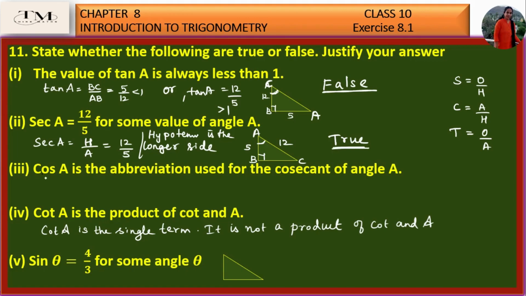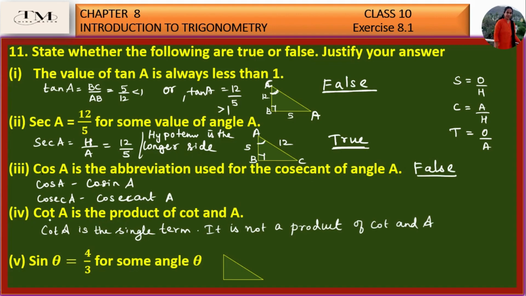Now, third part: cos A is the abbreviation used for the cosecant of angle A. Is it true? What is cos A? Cos A is nothing but cosine A. Cosecant A is the abbreviation for this one, so cosec A is the abbreviation of cosecant A. So cos A is not the abbreviation for the cosecant of angle A. So the result is false.